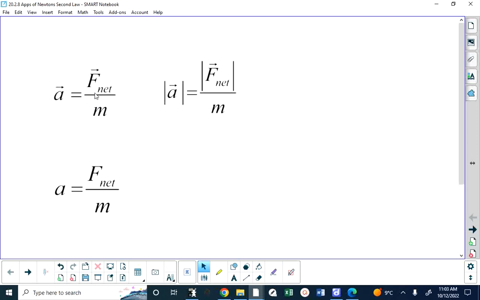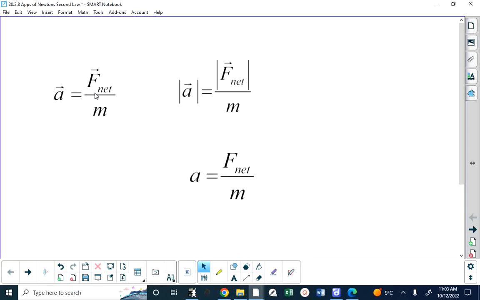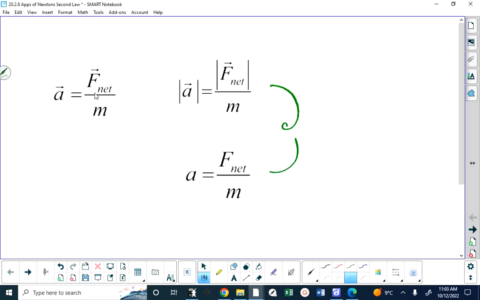I've got it written as it would appear on your formula sheet if we didn't care about the directions. And I've got it written in an alternate way. These two statements here are really saying the same thing. They're just saying don't worry about directions. And what we're going to do most of the time, I think, is use this version of Newton's second law.